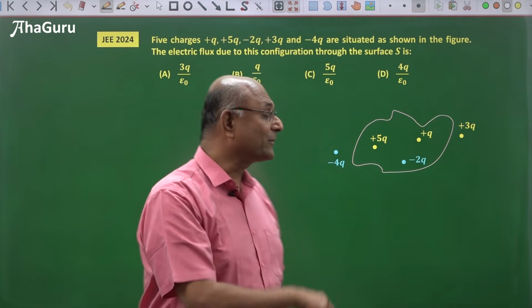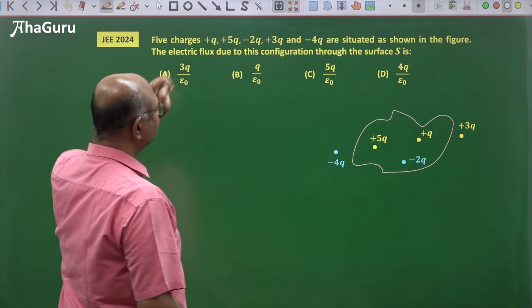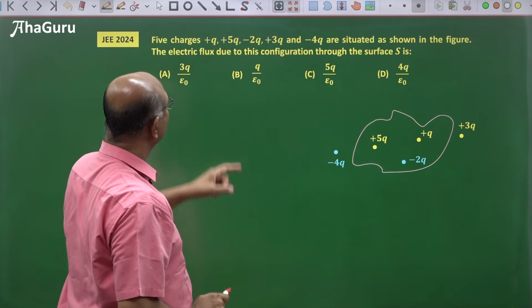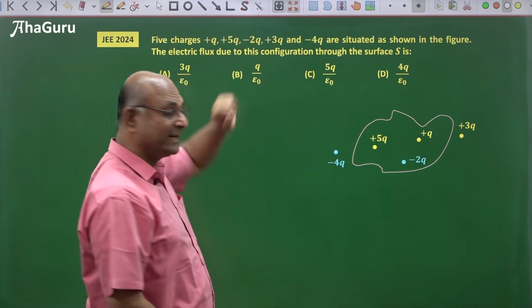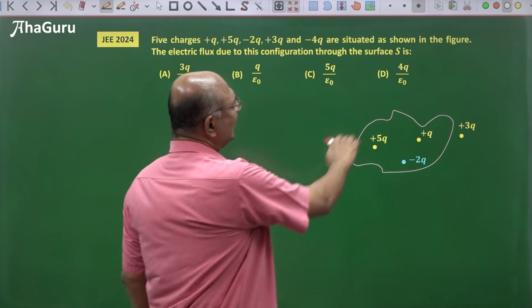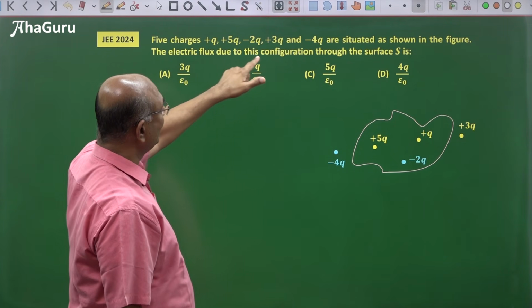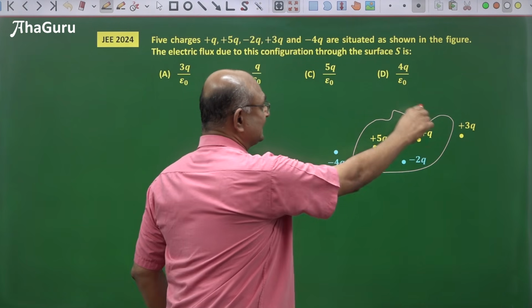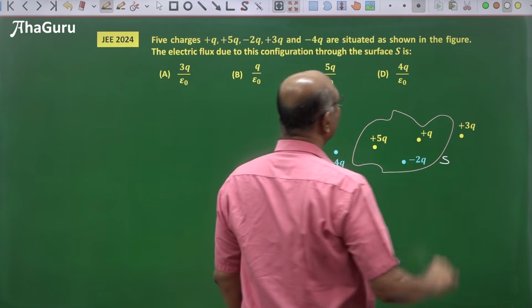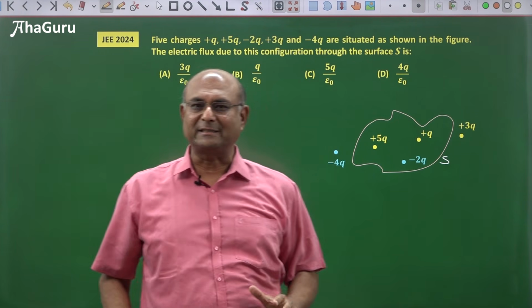Let us now look at this question that was asked in the JEE in 2024. There are 5 charges, 1, 2, 3, 4, 5, you can see that: plus Q, plus 5Q, minus 2Q, plus 3Q, minus 4Q, as shown in this figure. The electric flux due to this configuration through the surface S, this is the surface S, so let us mark this surface. Okay, so we want to find the electric flux through this configuration.